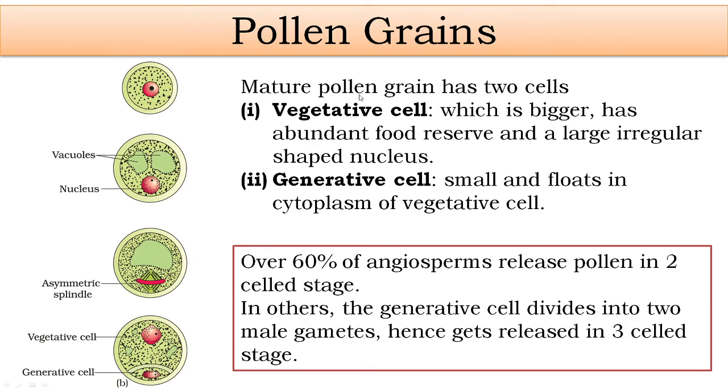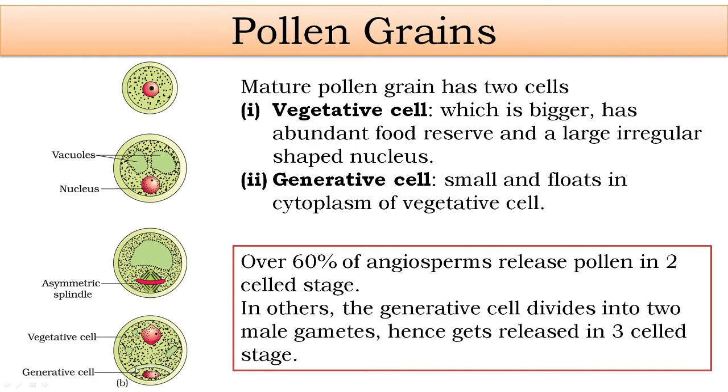Now, when a pollen grain becomes mature, it has got two cells inside. Mature pollen grains have got two cells inside, and those two cells are the vegetative cell and the generative cell. So this is a mature pollen grain. Inside the mature pollen grain, you can see the vegetative cell which is larger and a smaller generative cell.